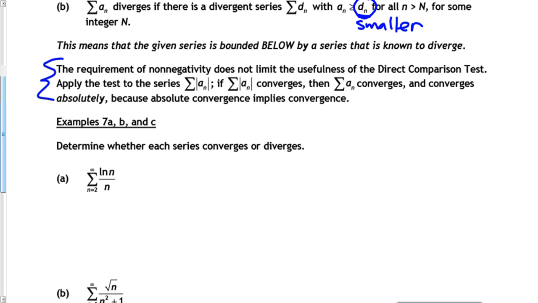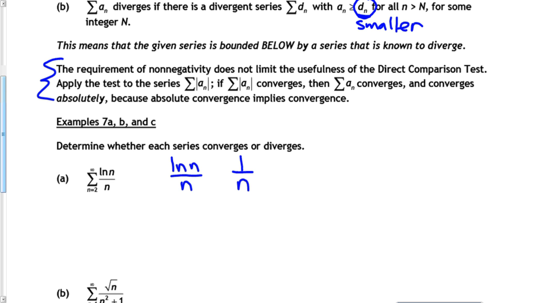Okay, so examples 7, A, B, and C. Starting with A: determine whether each series converges or diverges. We're going to use our direct comparison test. Basically, I need to find something to compare natural log of n over n to. So I'm going to look for something that I recognize and I know, and I kind of see a harmonic series in there. So I'm going to compare that to just 1 over n.